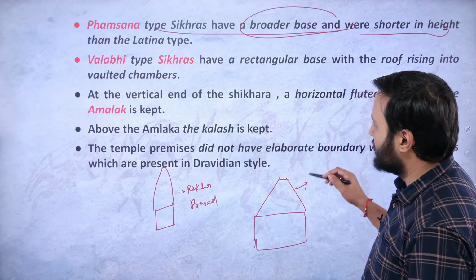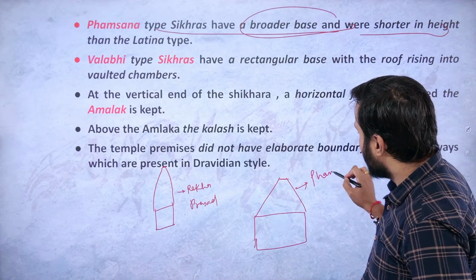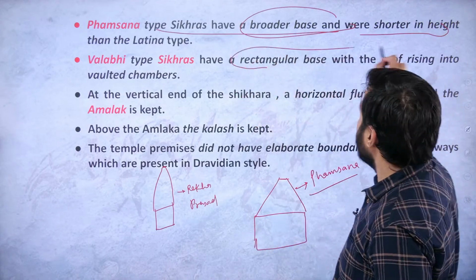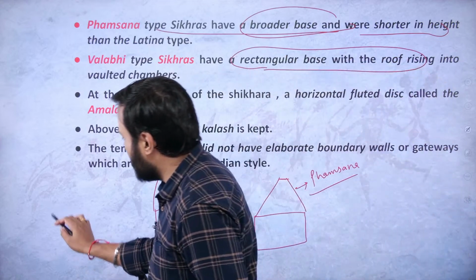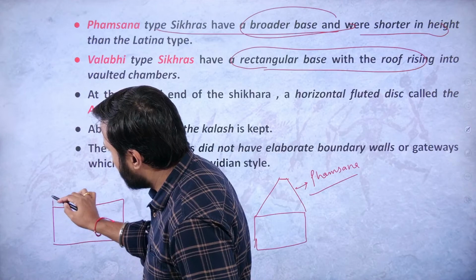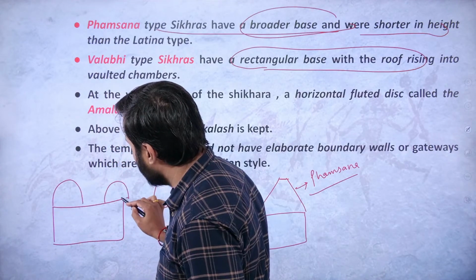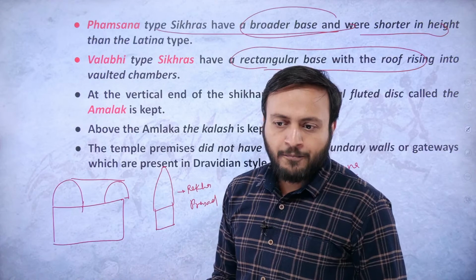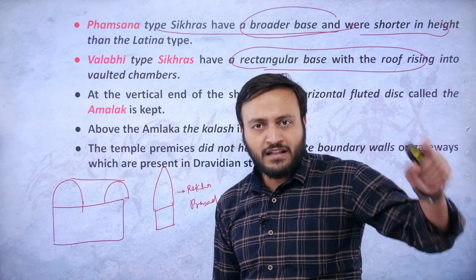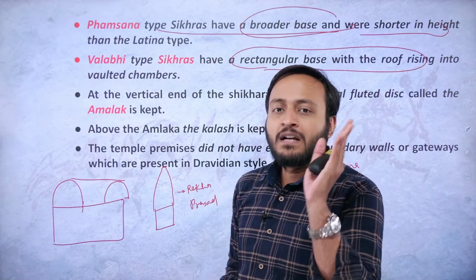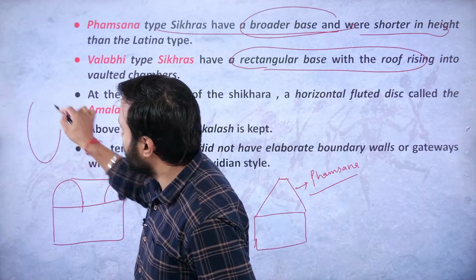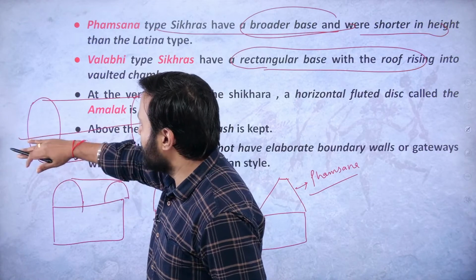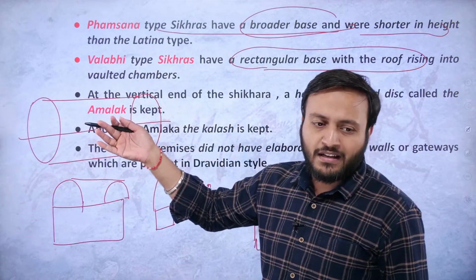That is called the Phamsana. And if you have a rectangular base with a roof rising to vaulted chambers, a roof which looks like the copy of a Chaitya hall, or like an inverted U-shaped structure, suppose you cut a cylinder in half, then you can understand how it would look.